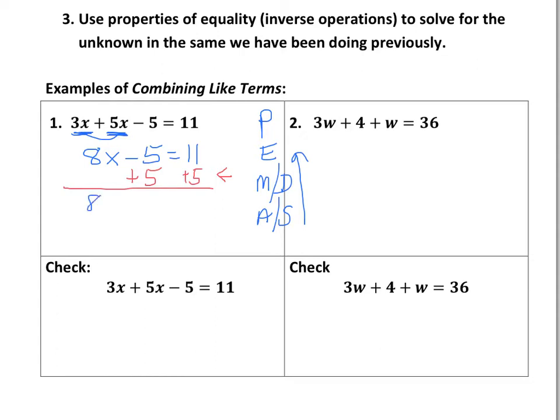So we've got the 8x coming down. Of course, the opposites combined reduce to 0. And 11 plus 5 is 16. Next, we're going to undo that multiplication with division on both sides. That's the division property of equality. 8 divided by itself is 1, or just 1x. And then we think our answer is 2.